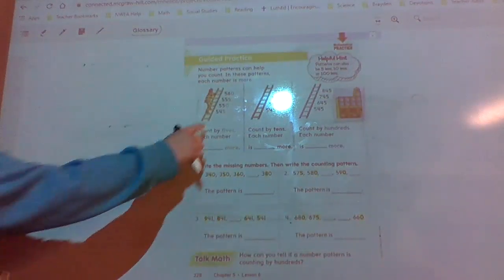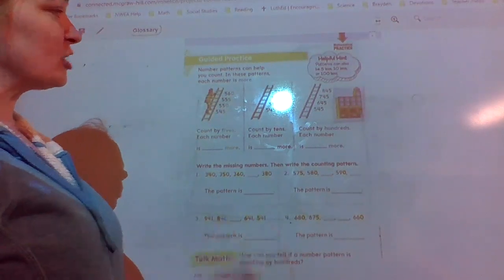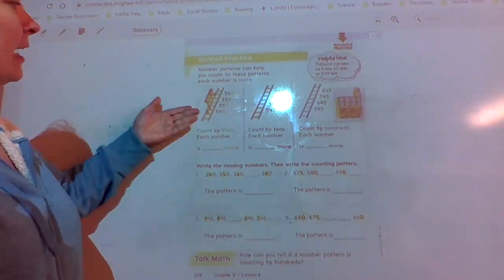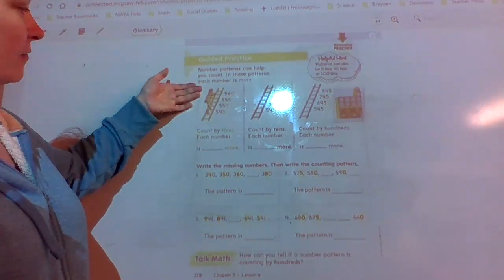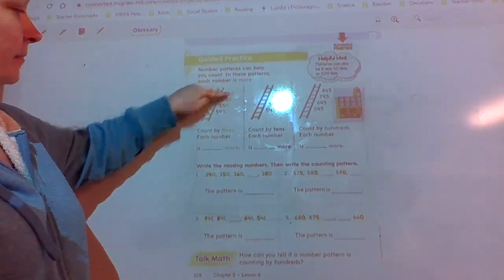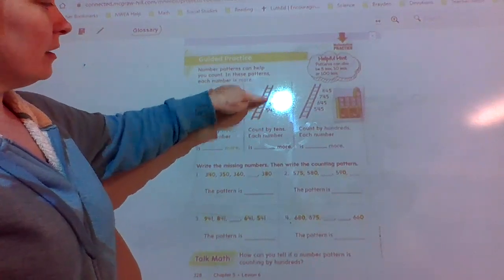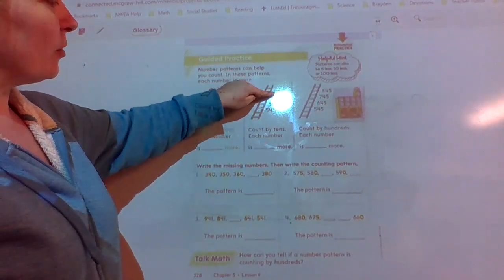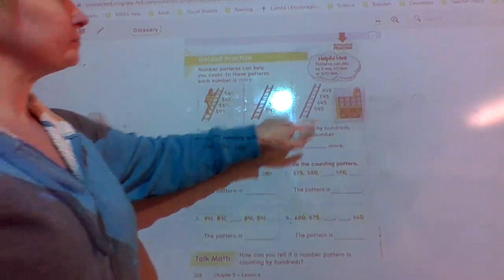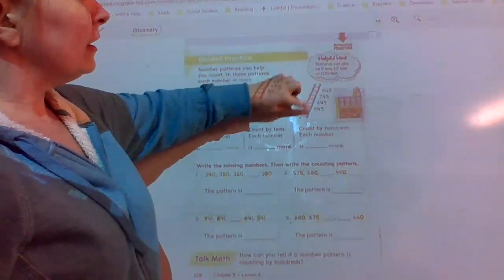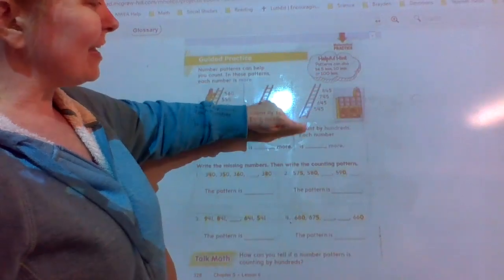So I'm going to go to page 328. If you look at the firefighter here, he's climbing a ladder, and each step on the ladder is called a rung, okay? So as he climbs up each rung, he's counting by something. In the first one, he's counting by 5, so each number increases by 5, okay? So it's 5 more. The second, each rung is increasing by 10, so each number is 10 more. And down here, this last ladder, the rungs are counting by 100, so each number increases by 100 more.